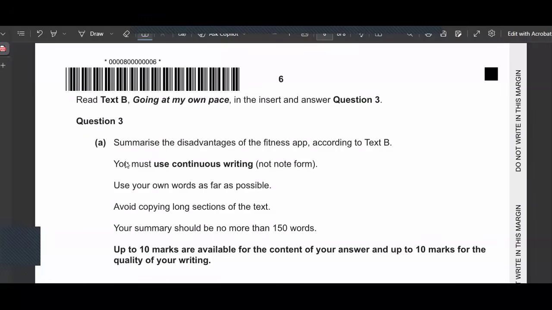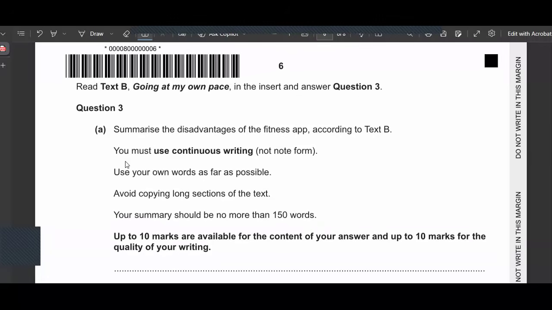For the selective summary, we have to follow a four-step approach. Number one, you need to read the question and understand what you actually need to summarize. So the question says: summarize the disadvantages of the fitness app according to text B. You must use continuous writing, not note form. Use your own words as far as possible. Avoid copying long sections of the text. Your summary should be no more than 150 words.